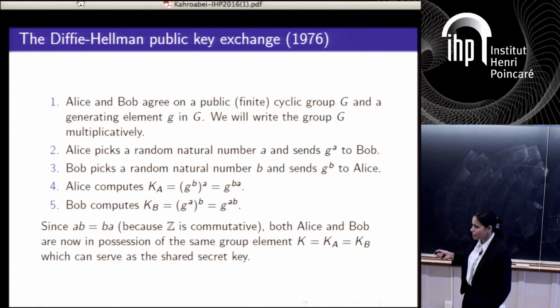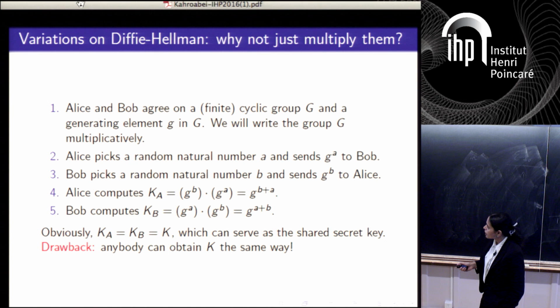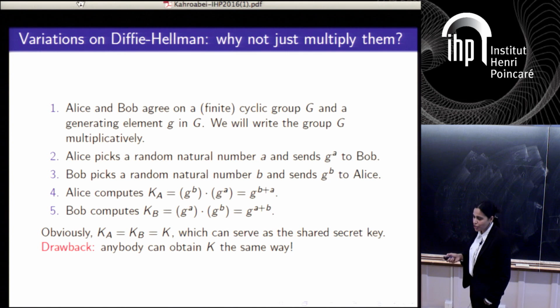Give me 5 minutes. If you didn't understand, I'll go back to it. So the security assumption is based on the fact that to recover g^(ab) from this triple is hard, or to recover a from g^a, which is a discrete log problem, is hard. So the question is, why can't we just multiply g^a by g^b? You have the same setting. Then Alice just multiplies g^b by g^a, and Bob computes g^a times g^b, and they're all equal. So they have a shared key, but the drawback is that everyone else can do it.